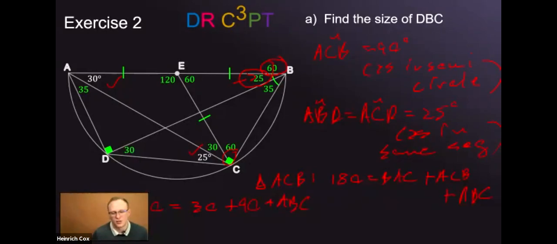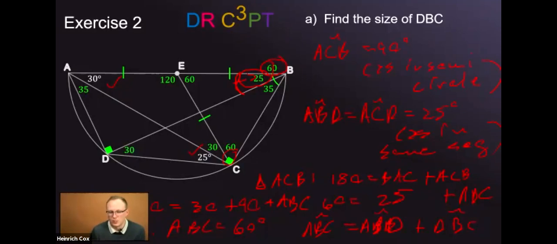And so ABC is then going to be 180 minus 30 minus 90, and therefore ABC is equal to 60 degrees. And then we're pretty much home free, because we can say that ABC, the 60 degrees, is equal to ABD, so that's now this 25-degree angle, plus the DBC, right? And there we have 60 is equal to ABD, sorry, which we said is 25.